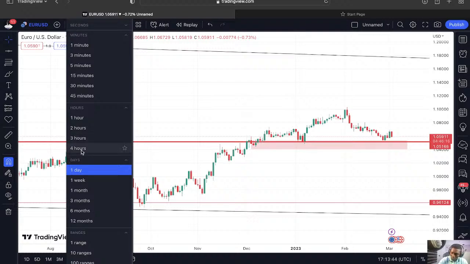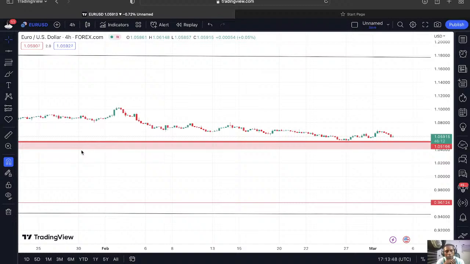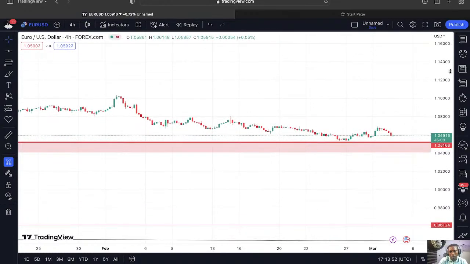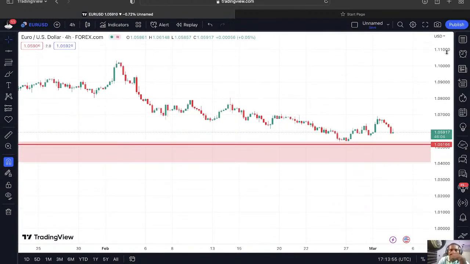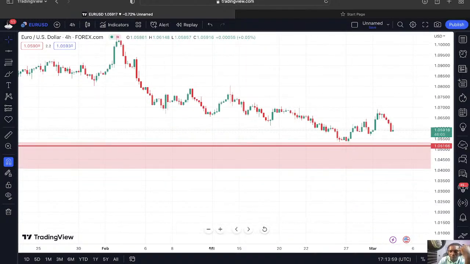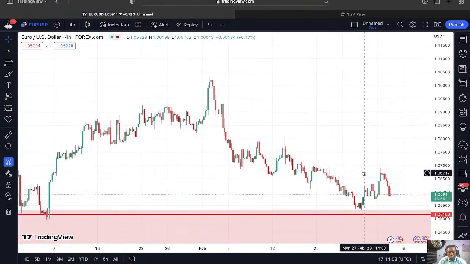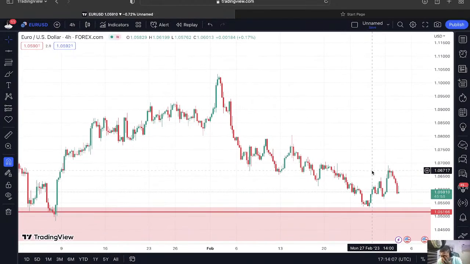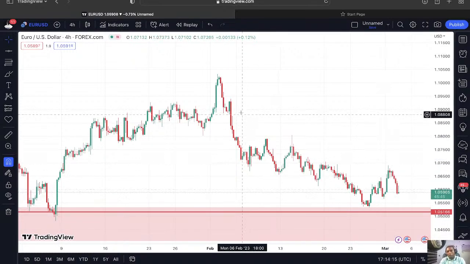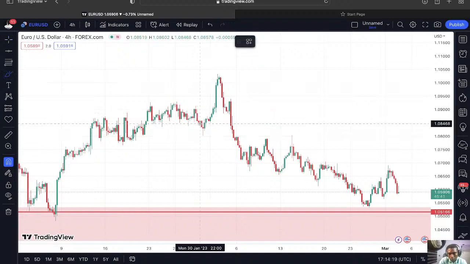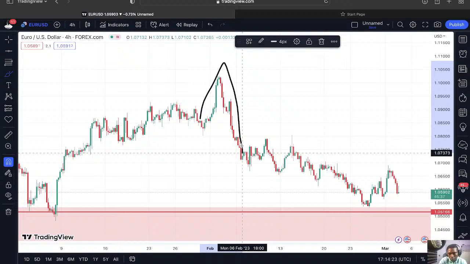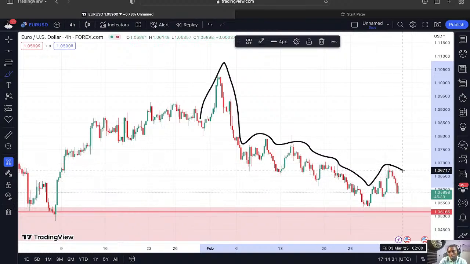So let's look at the 4 hour time frame. If you look at the 4 hour time frame now, it's creating a much clearer picture. Can you see that? It's creating a very, very clear picture. Now, what is this picture about? Price went up here, price came down. Price has actually been fluctuating, moving in a wave-like format towards the downward path.